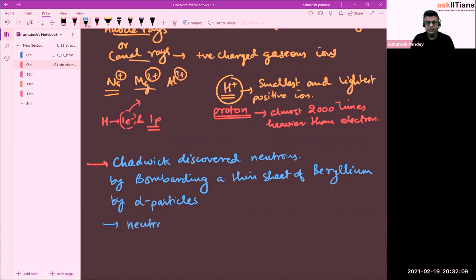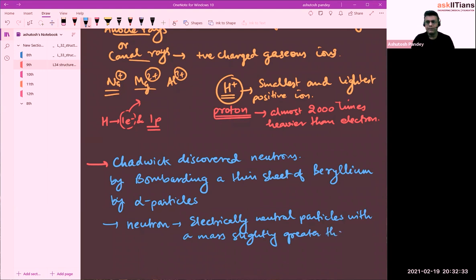Then neutrons are electrically neutral particles with a mass slightly greater than that of protons. So they were discovered. He named them neutrons because they were neutral. And that's how electrons, protons, and neutrons were discovered.